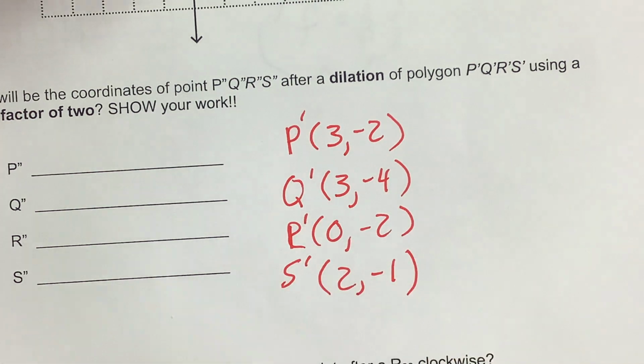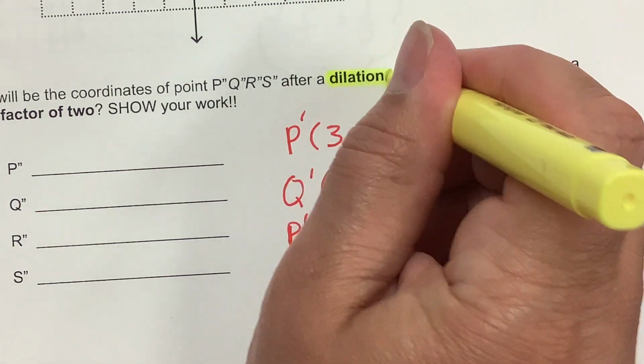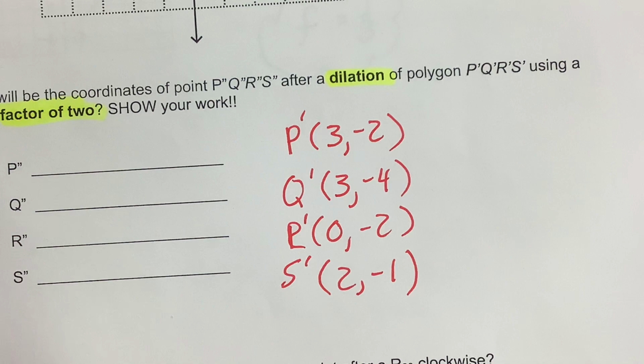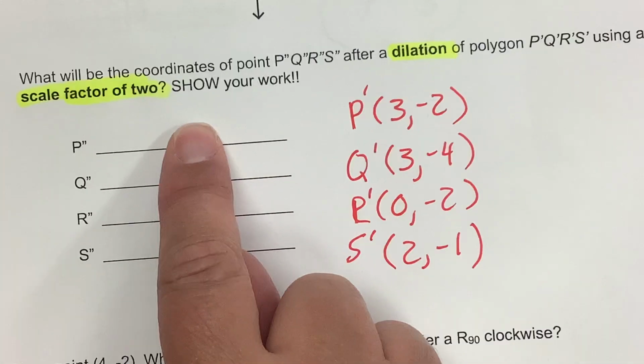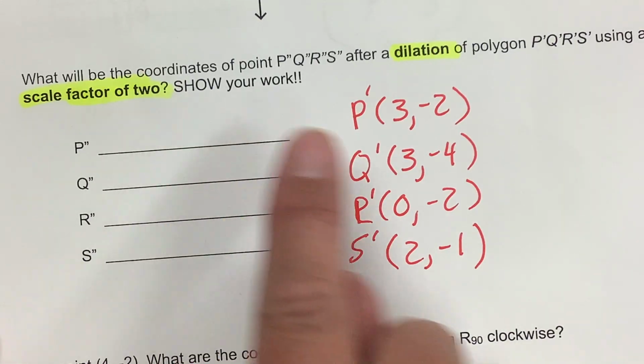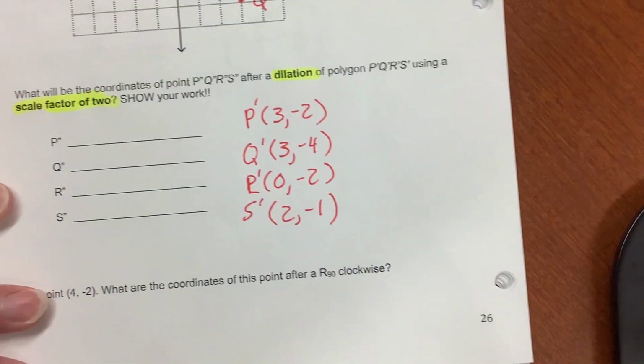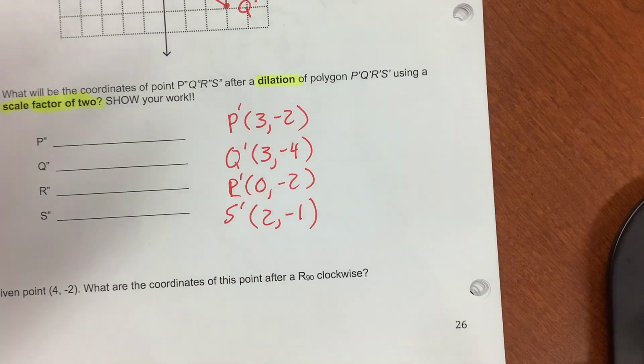And I have to use a scale factor of 2. Actually, I'm going to highlight that. Here we go. Dilation means multiply, and scale factor of 2 means I'm multiplying by 2. And show your work. Bah humbug. That means I have to show that I multiplied these things. How do you show that? It's not that bad, honestly.